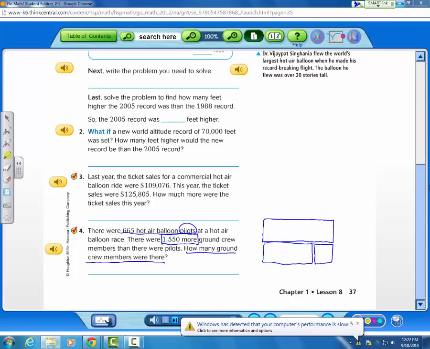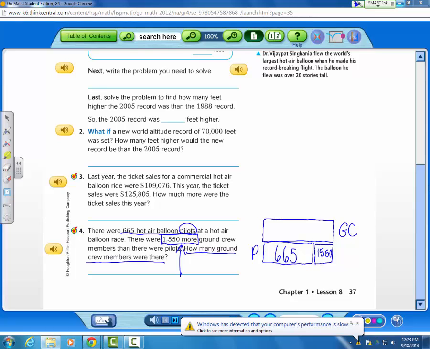So it says there are 665 hot air balloon pilots, but there are 1,550 more ground crew. So we know that the ground crew is more, but we don't know how many yet. So this would make this box the pilots. So we'll put 665 pilots here. We know that the difference between the two is this number right here where they say 1,550 more. So we'll fill that into our difference box.